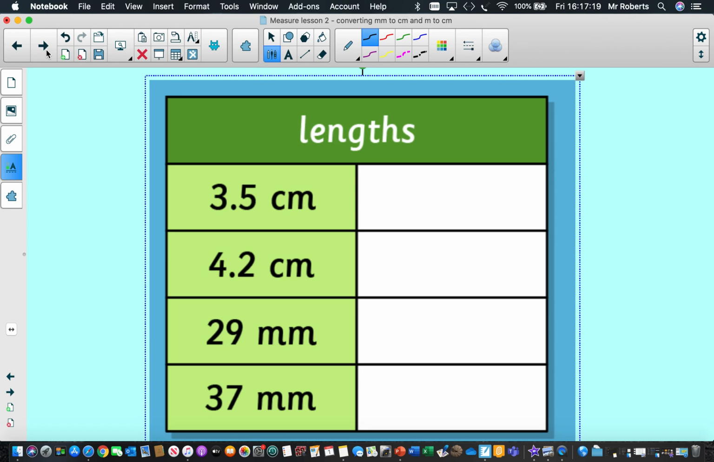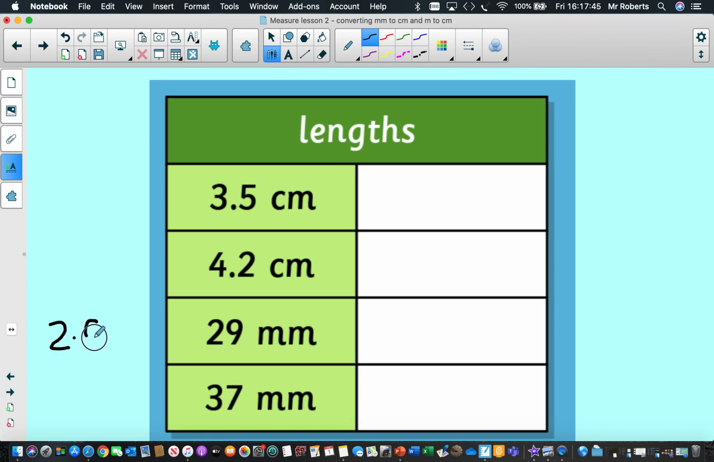Moving on to the next slide, again, just like yesterday, what we need to do is decide whether we are going to convert our millimetres into centimetres or our centimetres into millimetres. It's relatively simple today for this one. All I need to do is, for this one, divide it by 10, so it becomes 2.9 centimetres. And then this one, 37 divided by 10 becomes 3.7 centimetres. Making sure I'm moving those digits the right way.